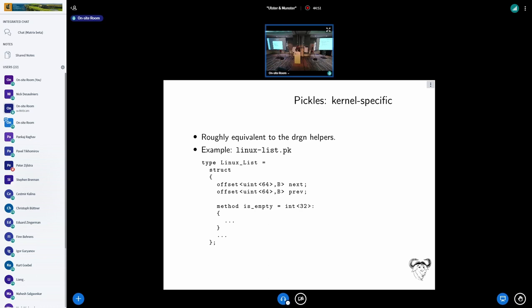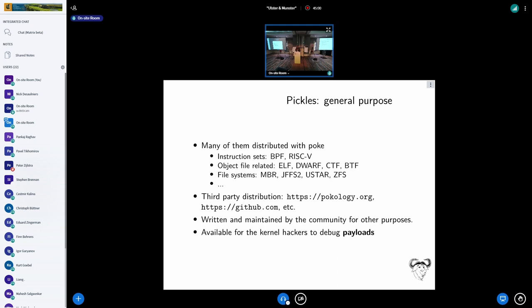But also, this will be a POC type struct, you know, for a linked list in the kernel, right? With a method for is empty, another for is singular, and these kind of things. And I don't see how Dragon can actually provide something similar to this. Also, POC comes with a big set of general purpose pickles for all sorts of things, right? Like instruction sets, like ELF files, DWARF information, CTF information, BTF information, file systems, master boot records, you know, all sort of formats and protocols and TCP and UDP and whatnot, that people write pickles for them, write poke code for them because they want to use the binary editor with them.